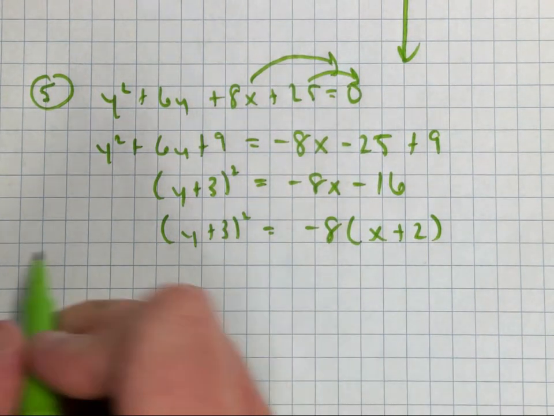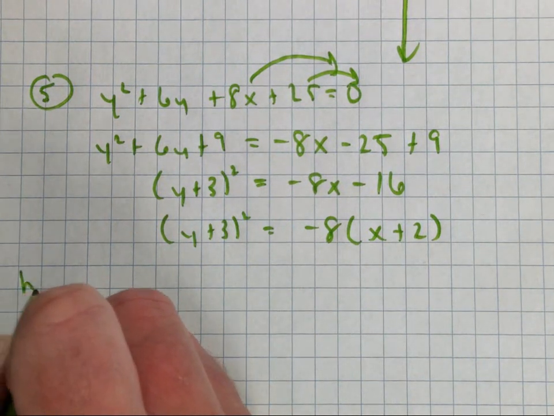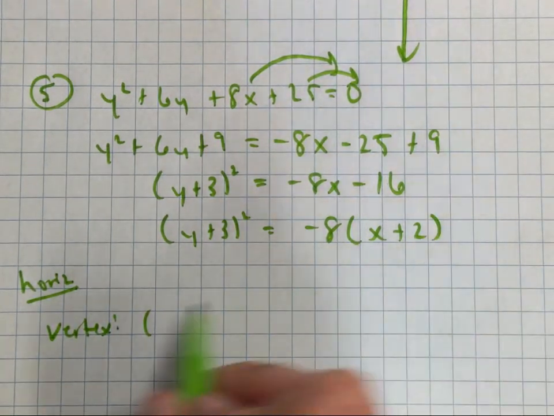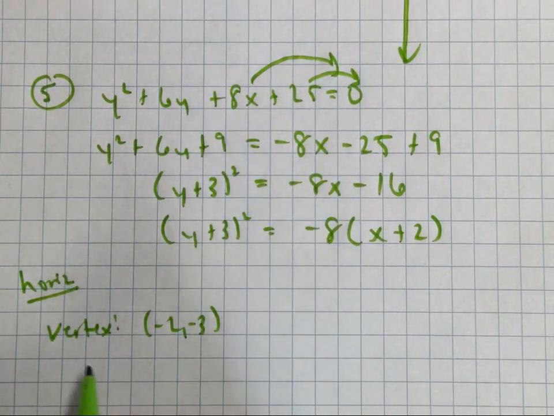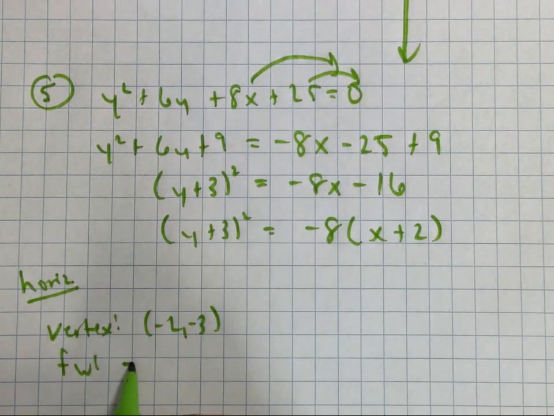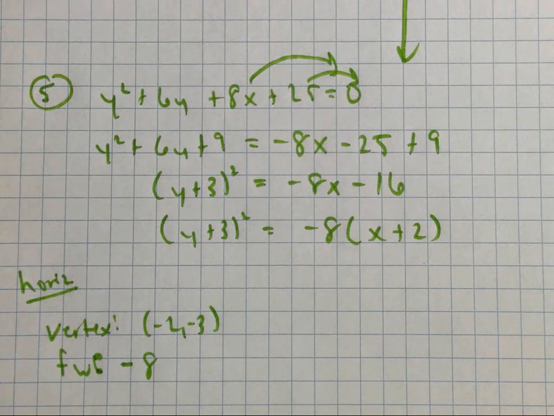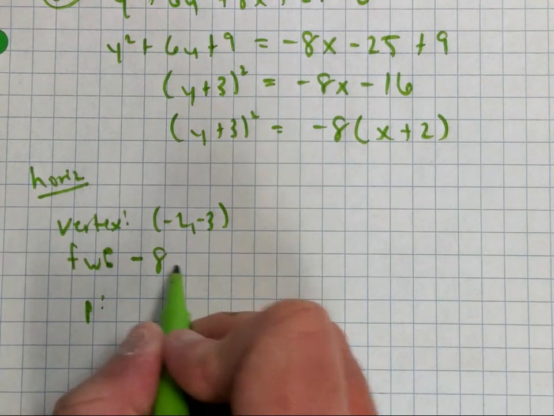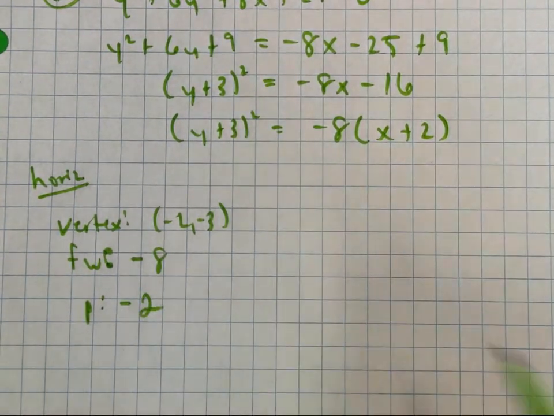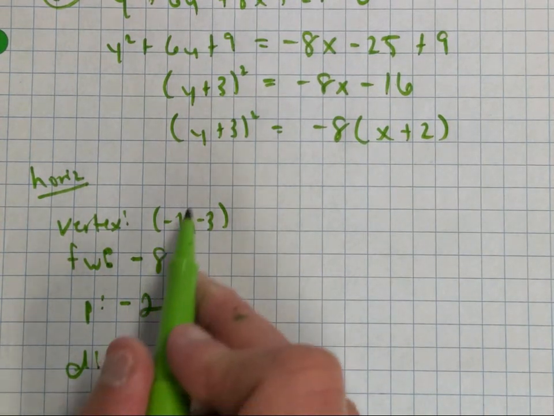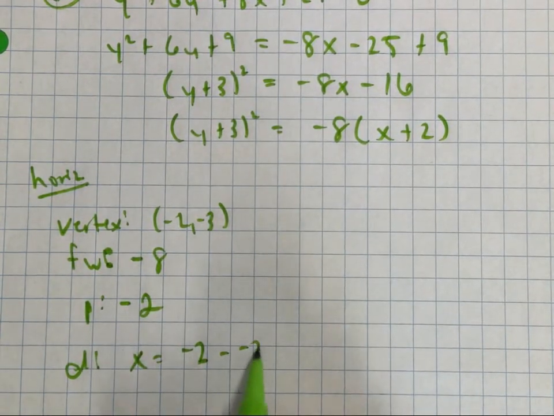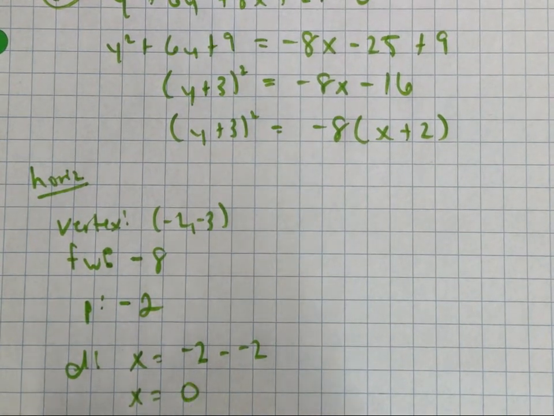All right, so y comes first. Is this horizontal or vertical? Horizontal. Vertex: what is that going to be? -2, -3. What is your focal width? Whatever's sitting here, negative what? 8. Focal width is going to be -8. What's your p-value? Take that and divide it by what? It's going to be -2. Your directrix starts with x, so I'm going to start with x equals -2 minus a -2. So x equals 0.